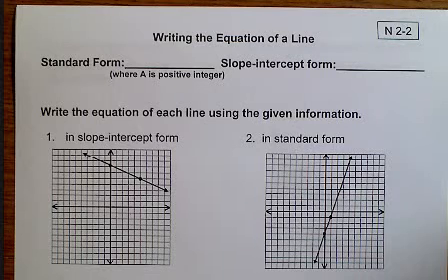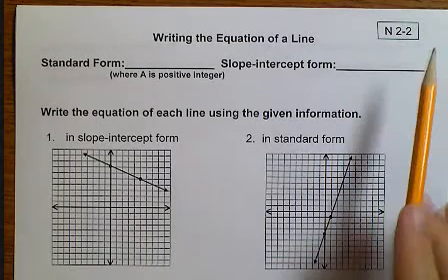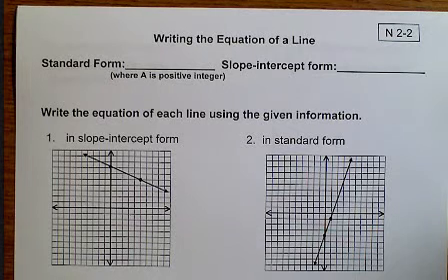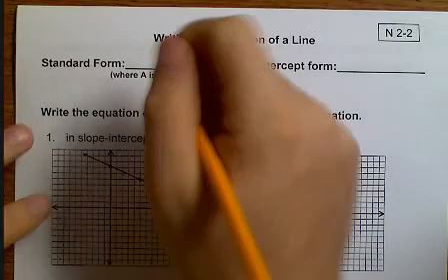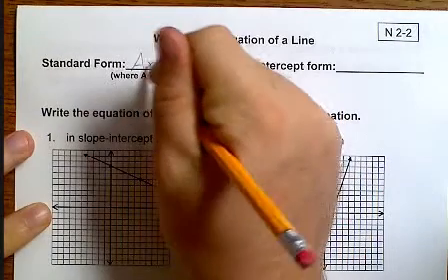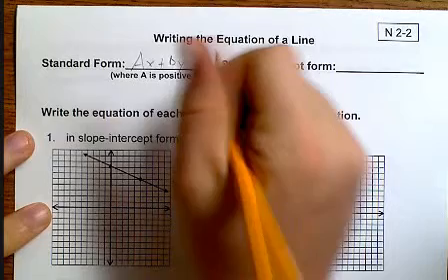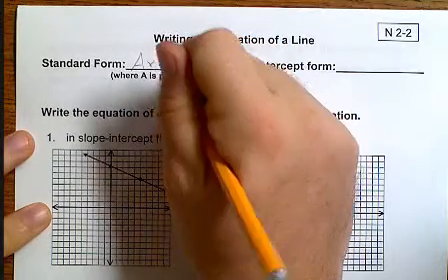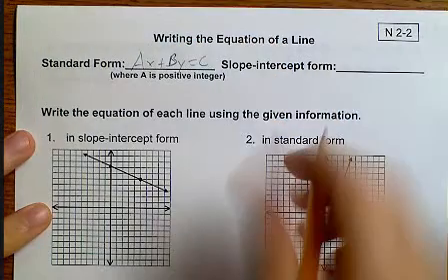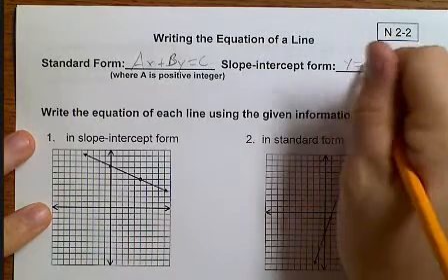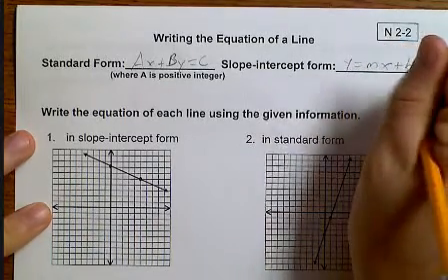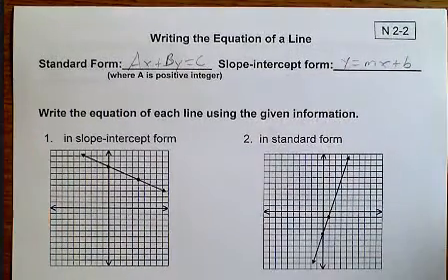Hello class, this is Algebra 2, topic 2-2, the notes for 2-2 on writing the equation of a line. So, just as a review, we have standard form, which is ax plus by equals c, and slope-intercept form, which is y equals mx plus b. We're going to be using both of these back and forth, so we know which one is which.